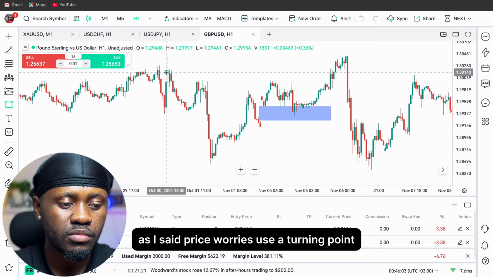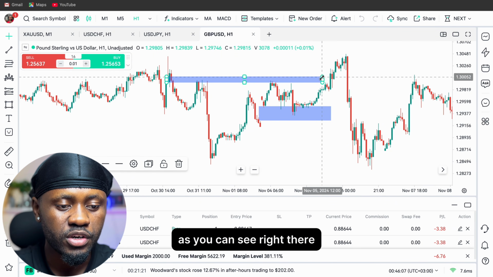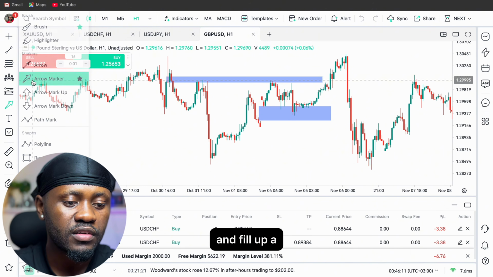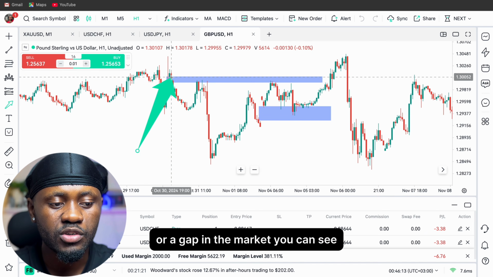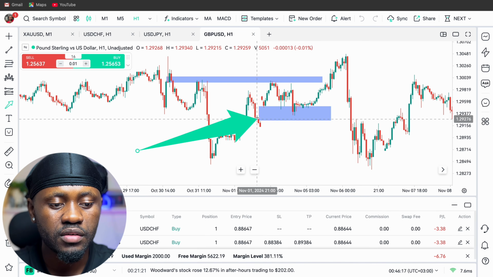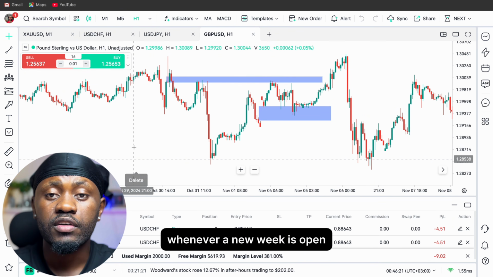As I said, price will always use a turning point. This is our turning point, as you can see right there. So price will always use a turning point to come back and fill up a fair value gap, or a gap in the market. Price came back, tapped into here, and then came back and filled this gap right here, as you can see. These gaps are always created whenever a new wick is open.